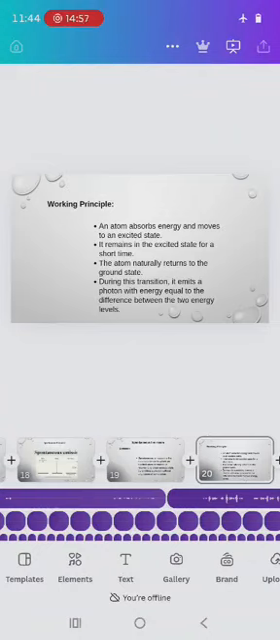Working principle: an atom absorbs energy and moves to an excited state. It remains in the excited state for a short time. The atom naturally returns to the ground state. During this transition, it emits a photon with energy equal to the difference between the two energy levels.